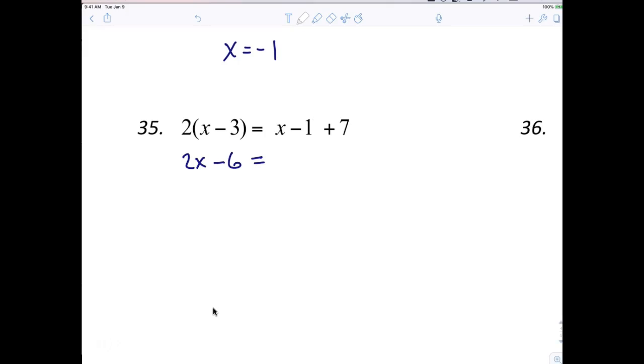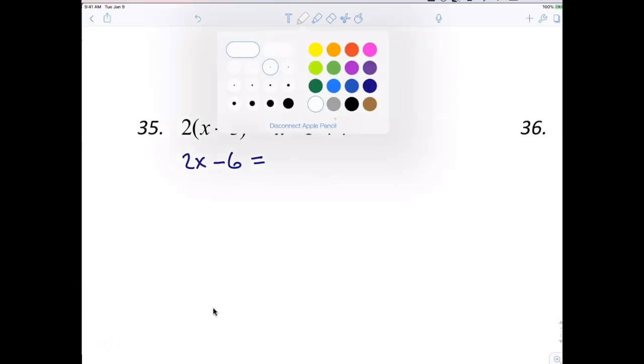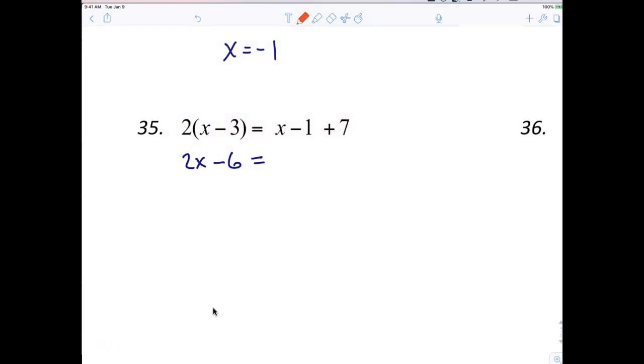Does everybody agree with me? Because there's no number in front, so there's no reason for the parentheses, other than to try to throw you off. All right? So now, let's go back. Okay, so now, what do I need to do?